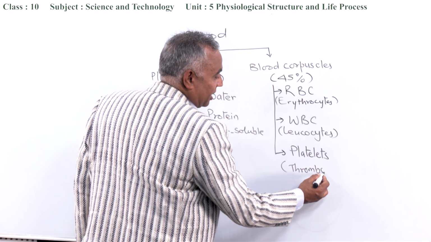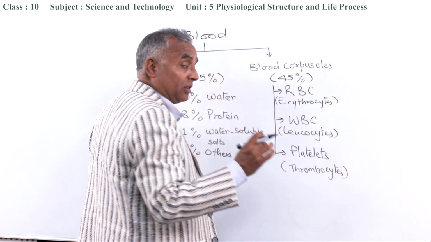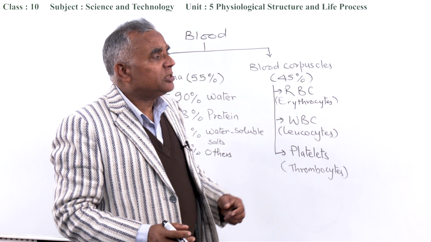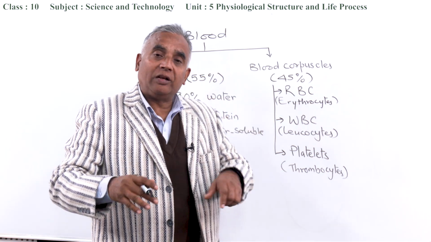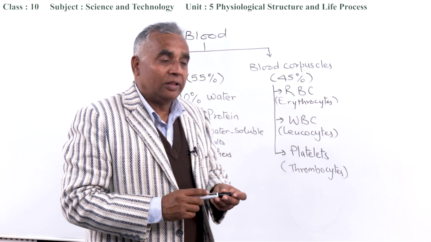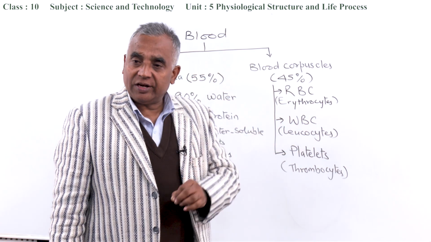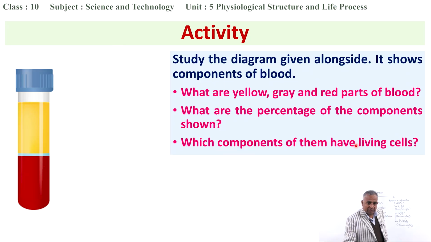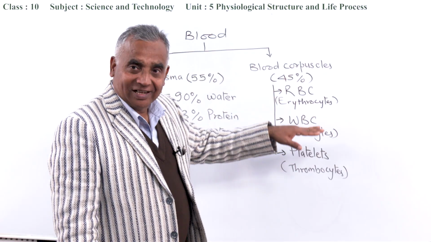You should know these names because they will help you remember the names of diseases caused by their excess and deficiency, and some proteins related to them which play a role in different functions. So when needed, I will introduce you. So up to this you were finished. Your last question is given here. Which component of them has living cells? So here I told you that capsules are cells.